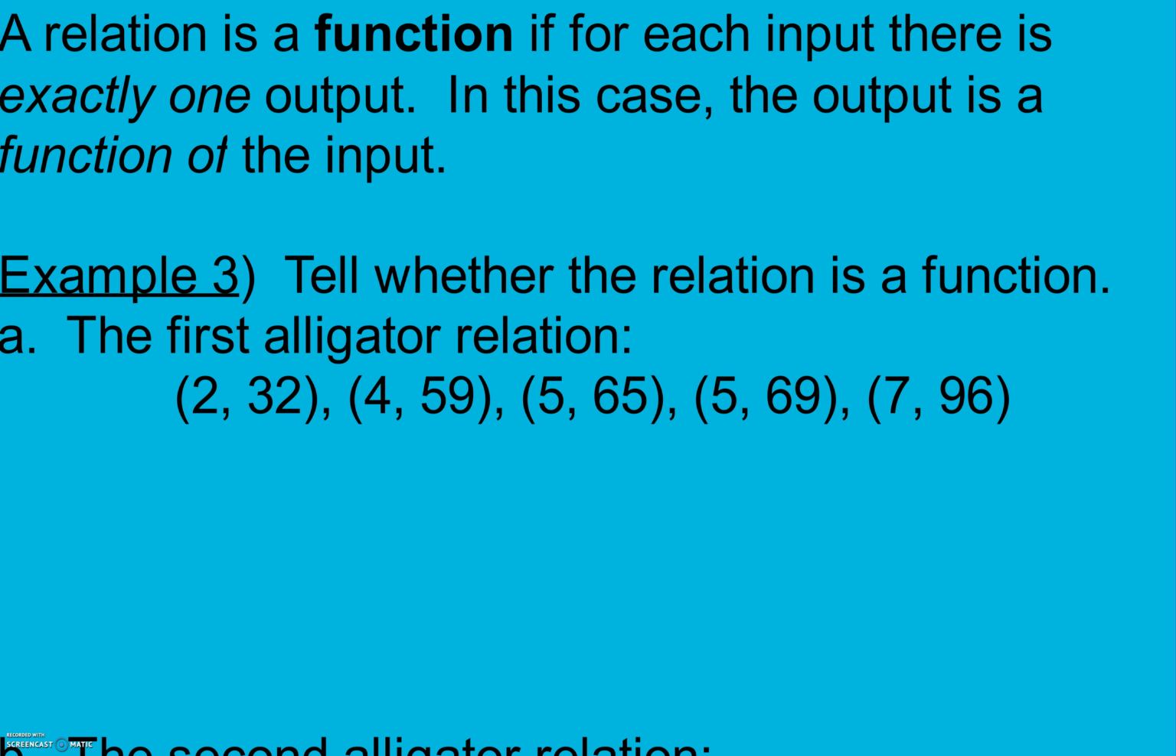Here, we're going to look at our inputs. 2 goes to 32. 4 goes to 59. 5 goes to 65, and 5 goes to 69. So because right here, 5 goes to 65 and 5 goes to 69, it is not a function. Every input can have exactly one output. So here we have 65 and 69, two different values, so it's not a function.